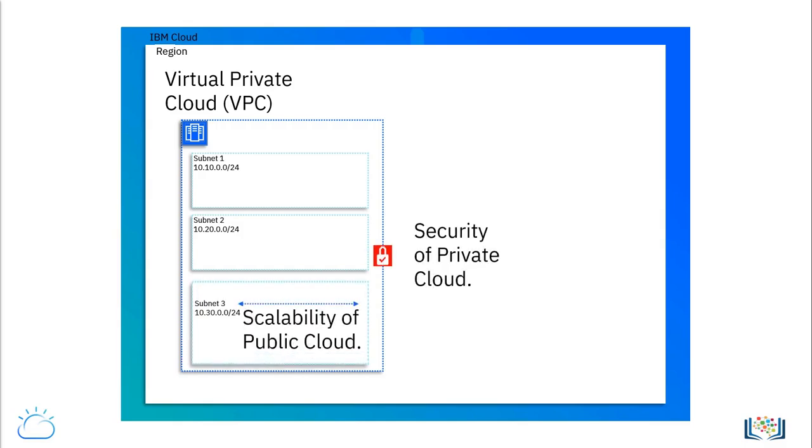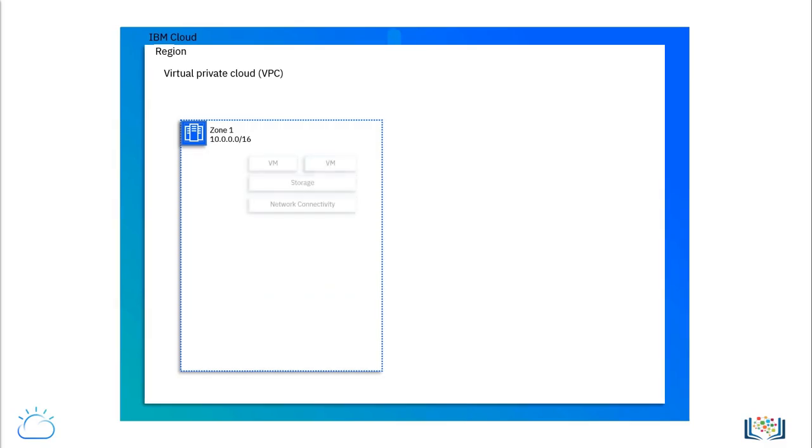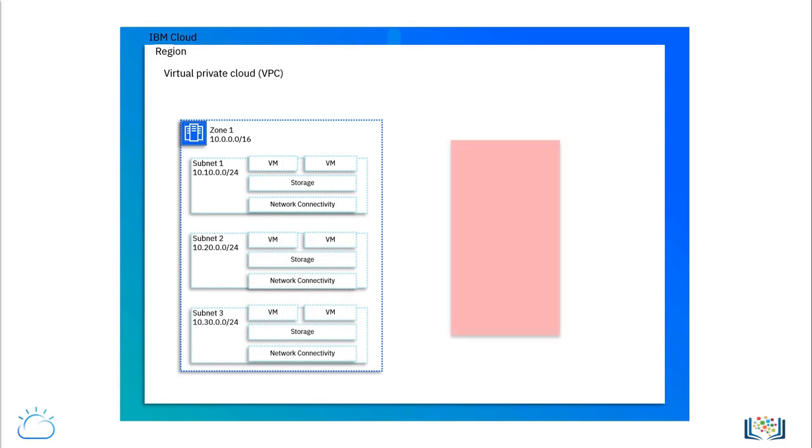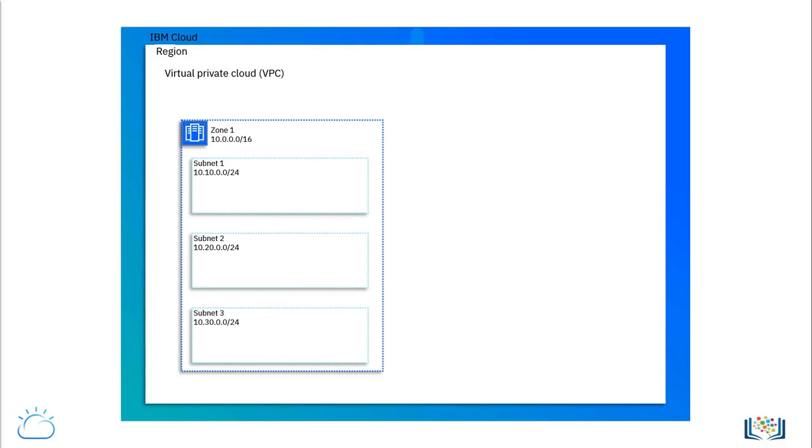scalability of public clouds. Cloud resources, such as VMs or virtual server instances, VSIs, storage, network connectivity, and load balancers are deployed into subnets. Using subnets allows users to deploy enterprise applications using the same multi-tier concepts used in on-premises environments. Subnets are also the main area where security is implemented in the cloud.